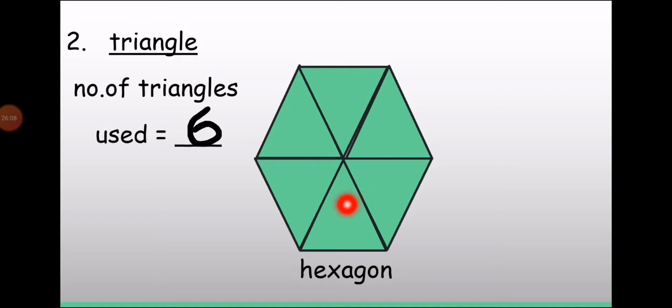You can draw this one also, and if you want to draw more, draw it and then count, name the shape and count how many triangles you have used, and write at the end of the shape: number of triangles used, then write the number you have used in this shape. So that's it for today's work.